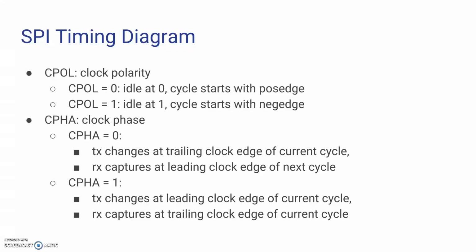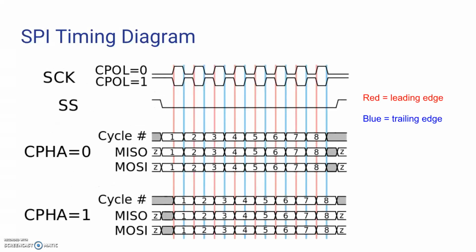For a clock phase of 1, it's the other way around. Transmit changes at the leading clock edge instead, and receive captures at the trailing clock edge instead. Okay. So again, we have our red, which indicates the leading edge, and a blue, which indicates the trailing edge.